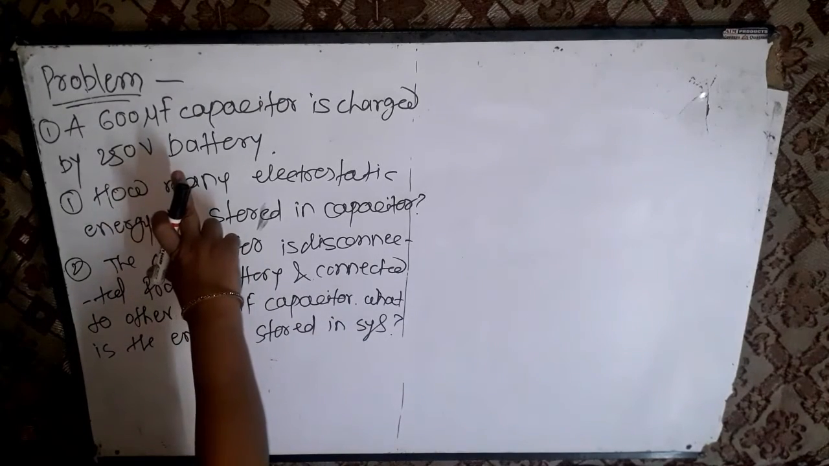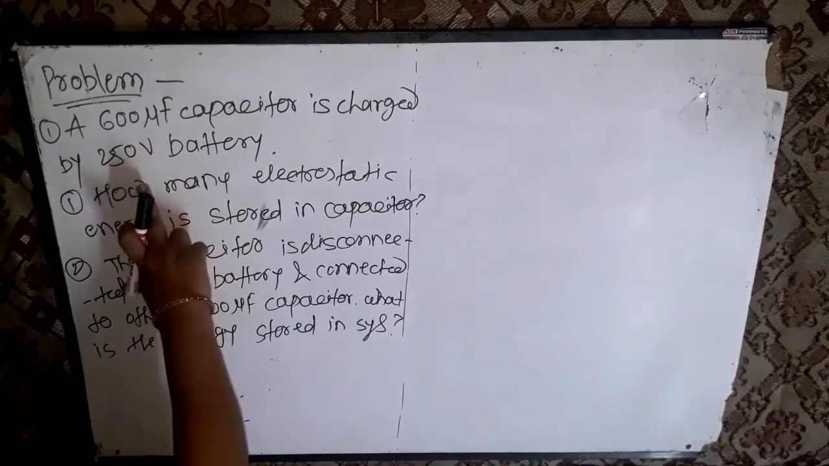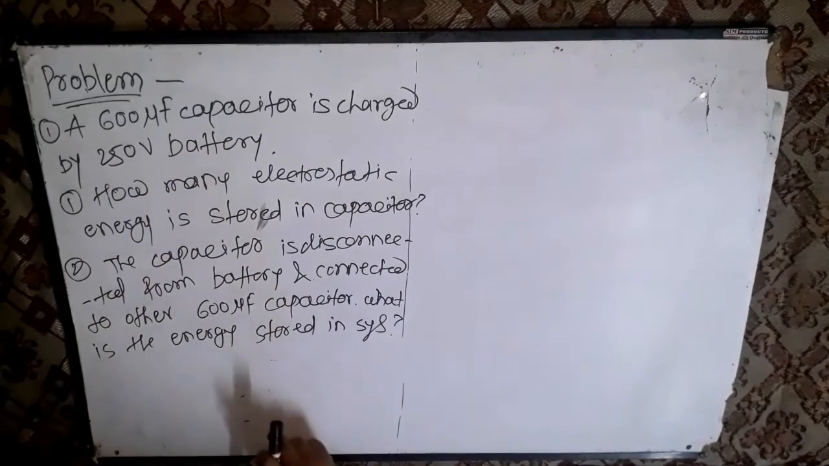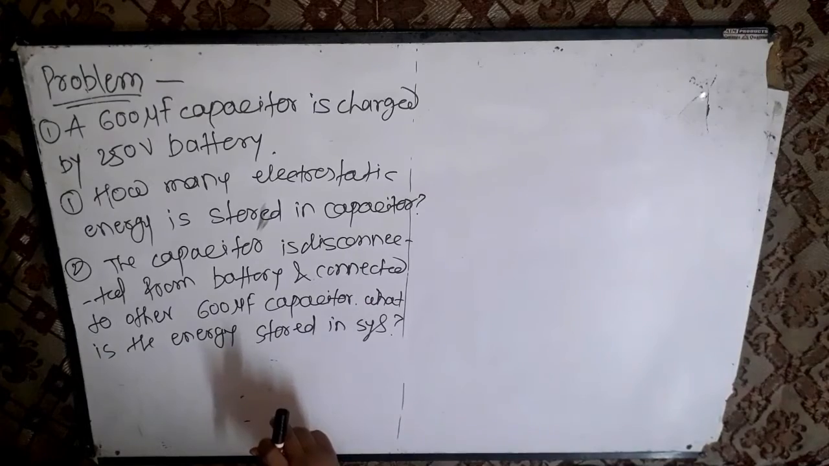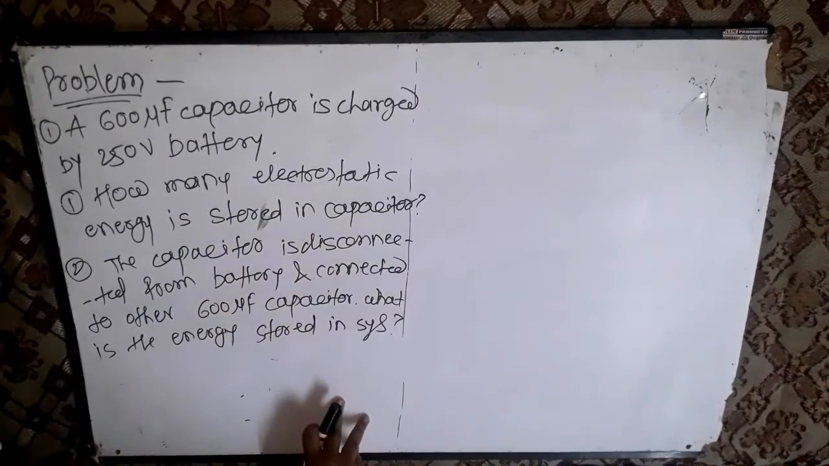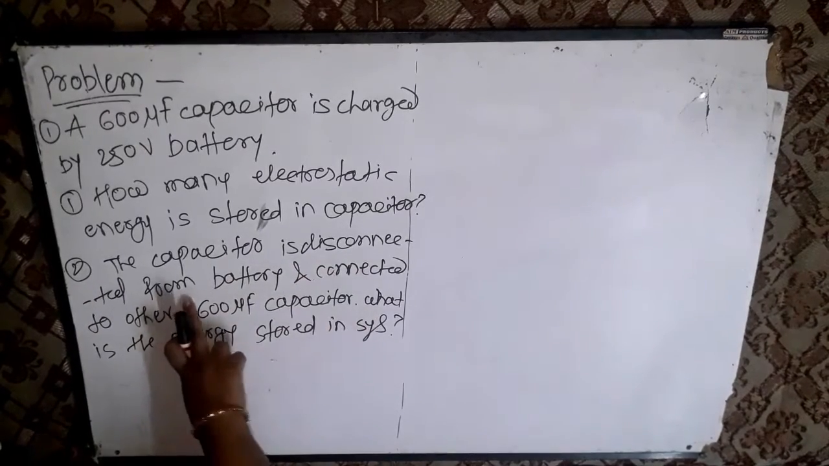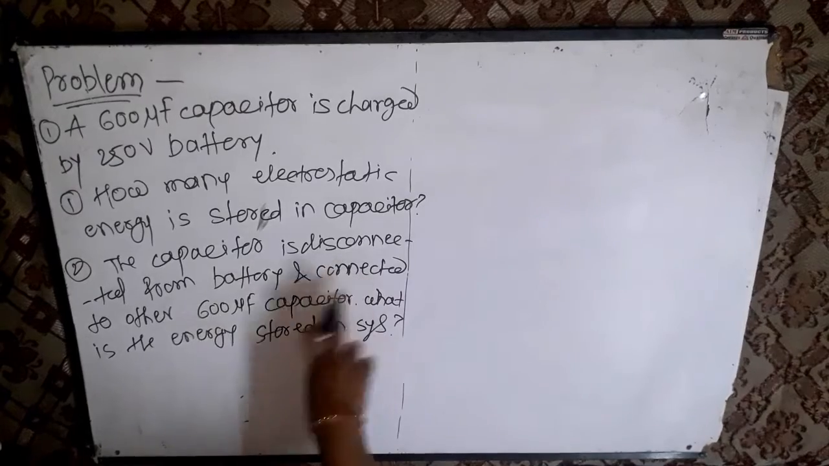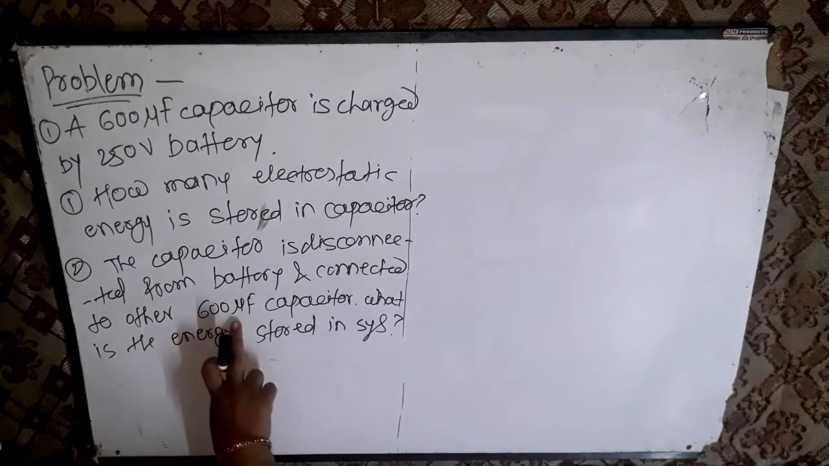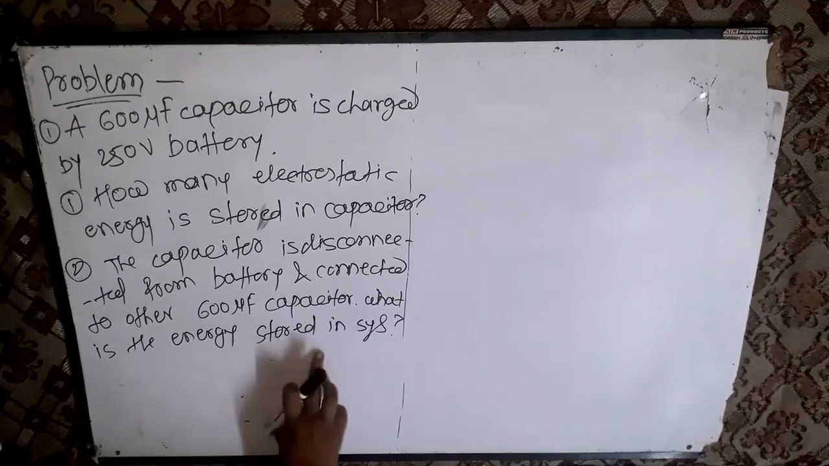A 600 microfarad capacitor is charged by a 250 volt battery. How much electrostatic energy is stored in the capacitor? And second, the capacitor is disconnected from the battery and connected to another 600 microfarad capacitor. What is the energy stored in the system?